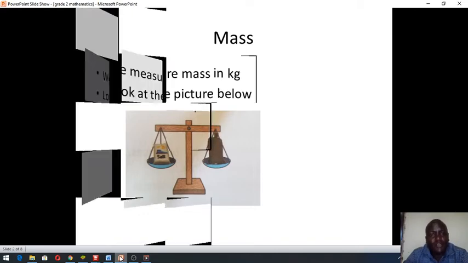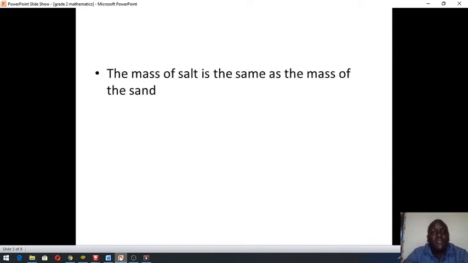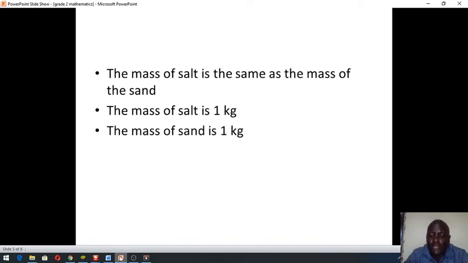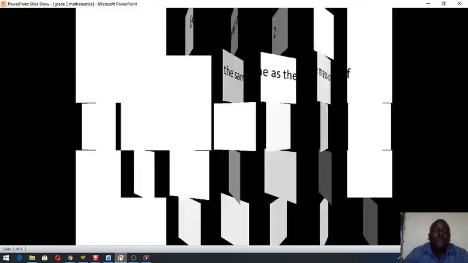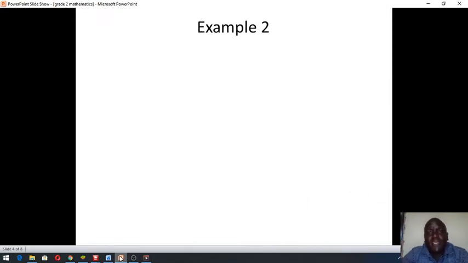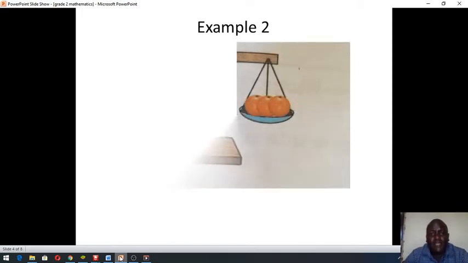That picture that you can see there, it's used to measure the mass. The mass of the salt, according to that picture, is the same mass as the mass of the sand. That means the mass of the salt is 1 kilogram and the mass of the sand is 1 kilogram. So, we go to the next example about mass.